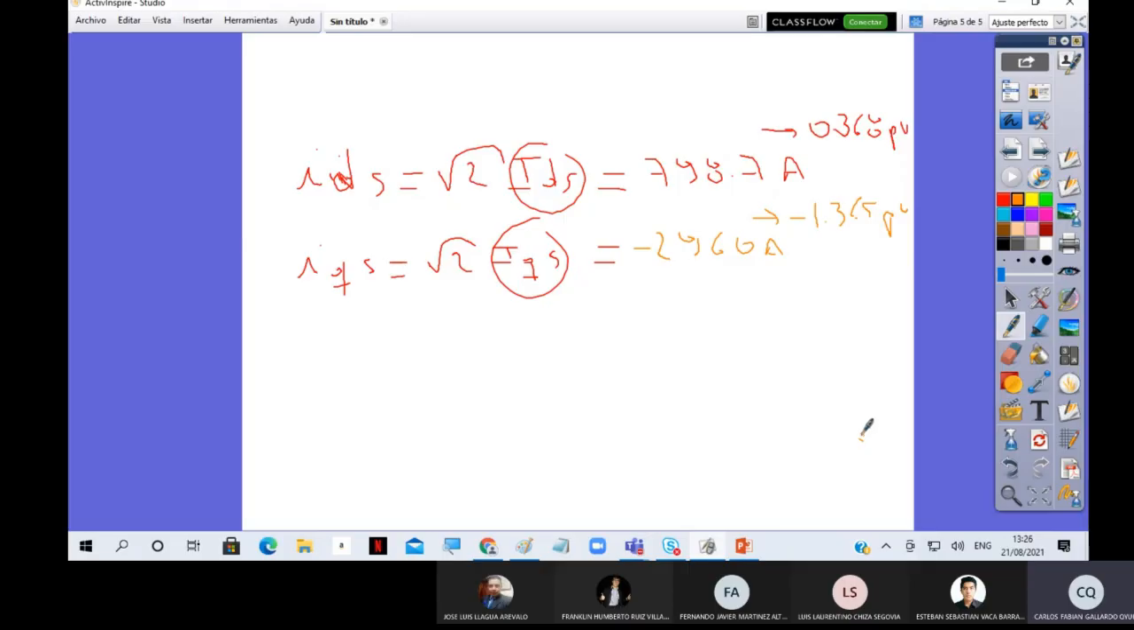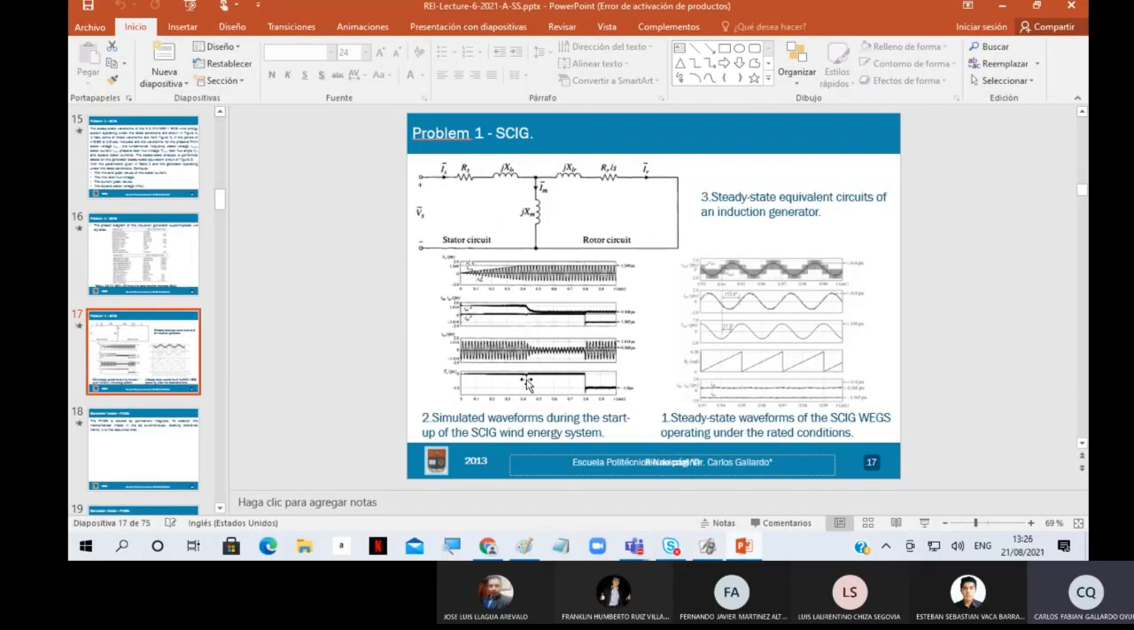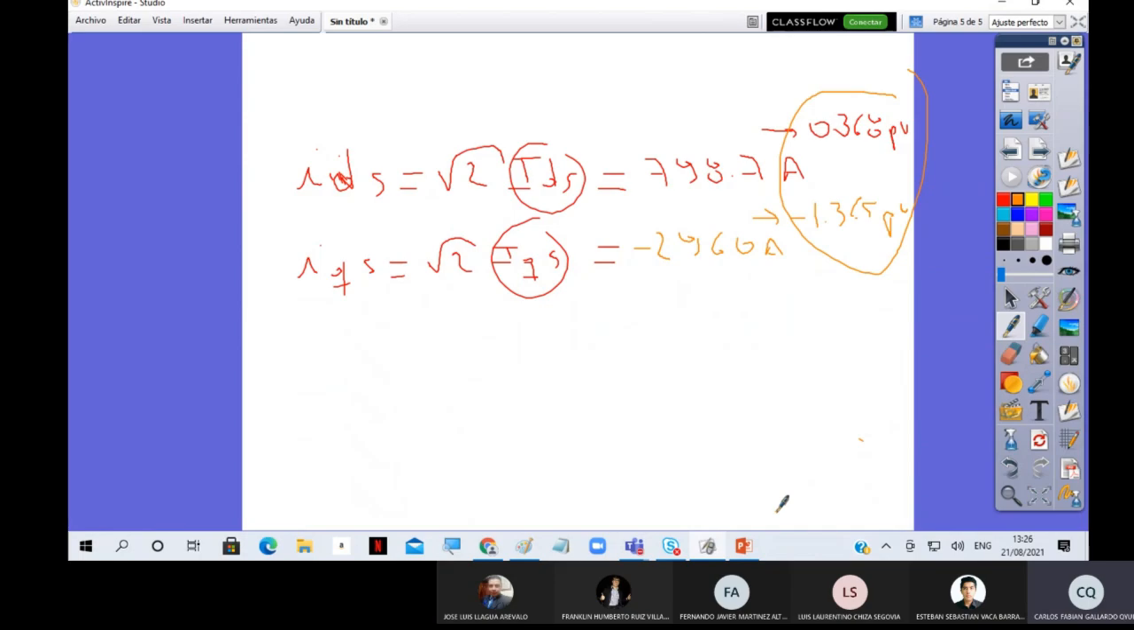So from the simulation, we can see these values in this picture. In this case, I will have here the steady state waveforms of the squirrel cage induction generator operating under the rated conditions. So you can see here we get the same values. So finally, we need to compute the DQ axis stator voltage, and finally the phasor diagram of the induction generator in the DQ axis.